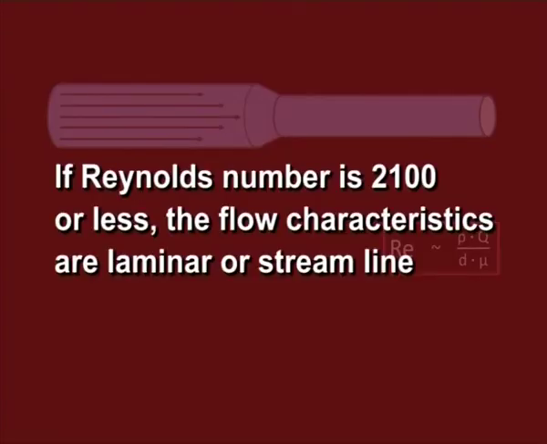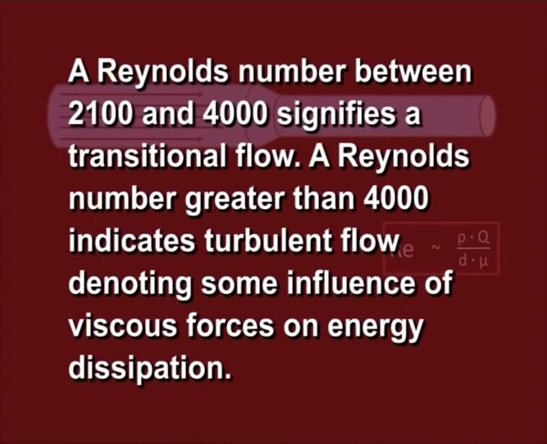Reynolds number, which is a qualitative expression of the ratio of inertial to the viscous forces, provides an insight into energy dissipation caused by the viscous effects on fluid has been covered. If Reynolds number is 2100 or less, the flow characteristics are laminar or streamline. A Reynolds number between 2100 and 4000 signifies a transitional flow. A Reynolds number greater than 4000 indicates turbulent flow, denoting some influences of viscous forces or on the energy dissipation.